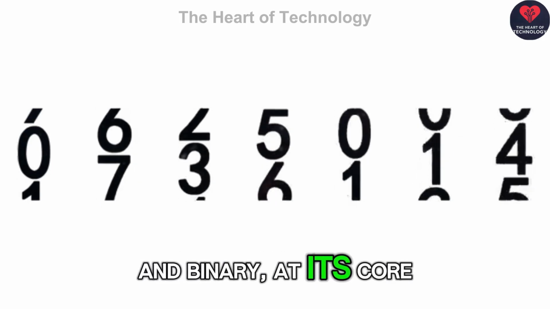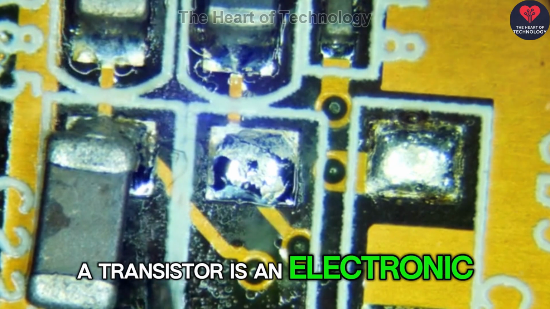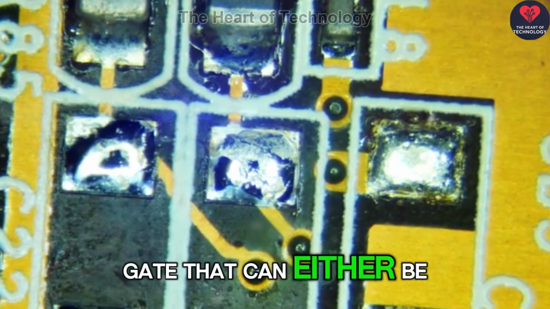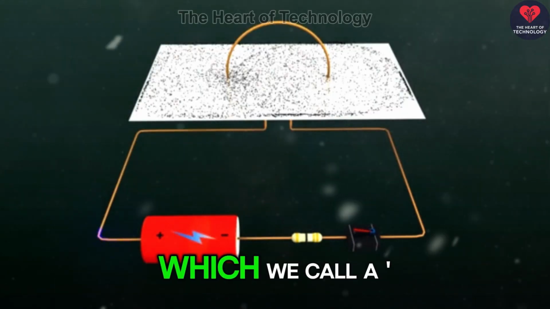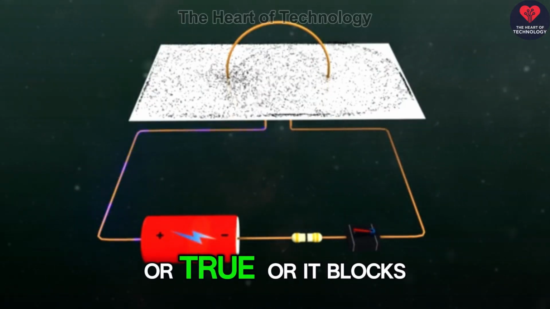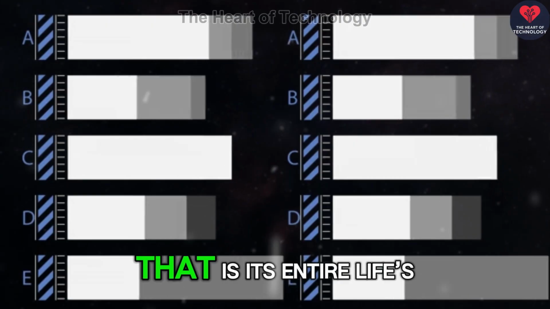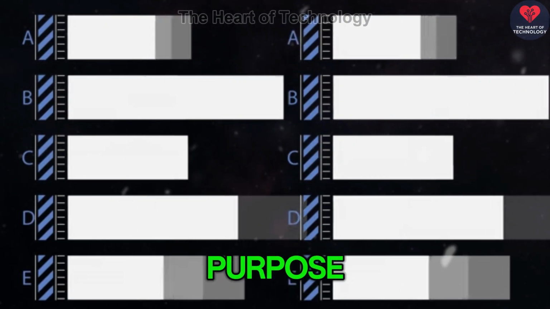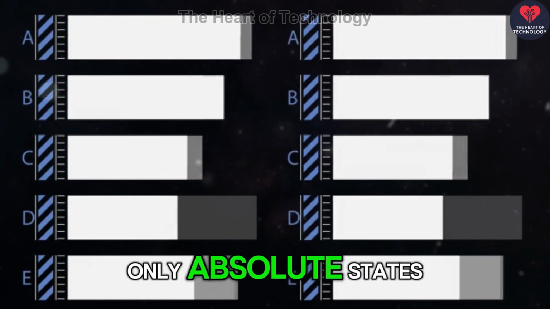And binary, at its core, is a philosophical statement about choice. A transistor is an electronic switch, a microscopic gate that can either be on or off. It either allows a current to pass, which we call a 1, or true, or it blocks the current, which we call a 0, or false. That is its entire life's purpose. There's no maybe, no partially, no a little bit of current, only absolute states.